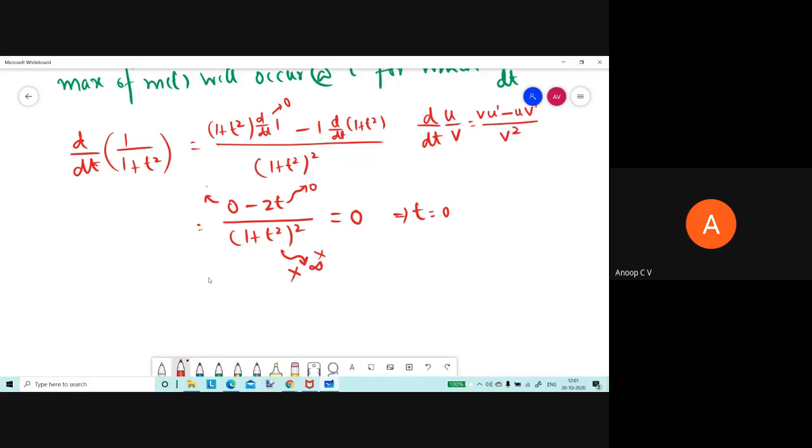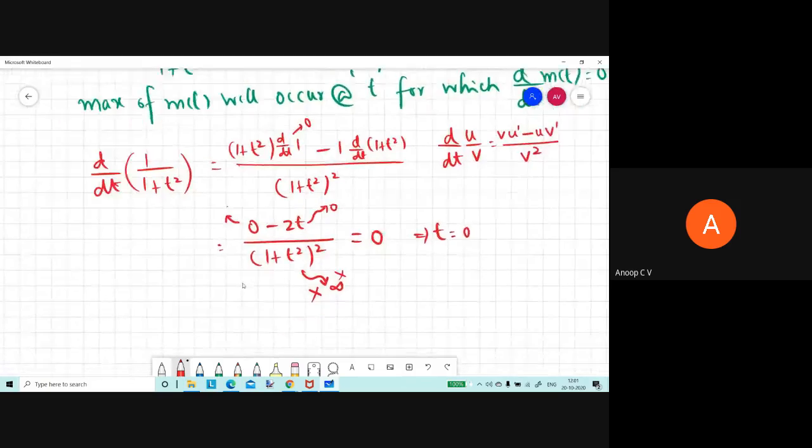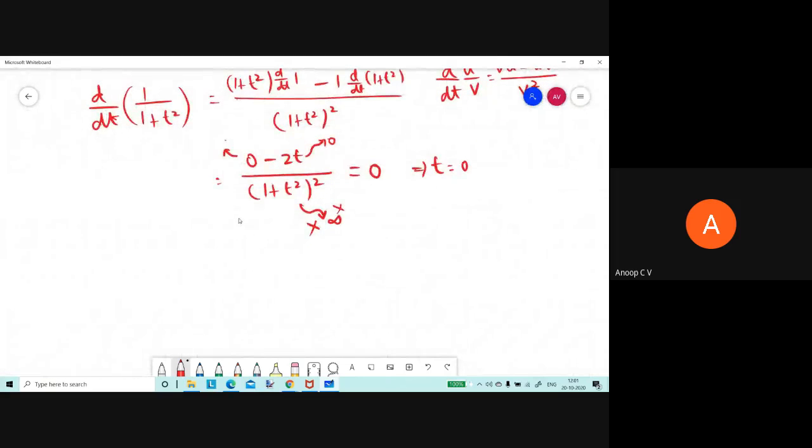Now if you substitute t equal to 0 in this expression, 1 by 1 plus t square, we have to evaluate it at t equal to 0. It will be 1 by 1 plus 0 square, which is equal to 1. So the maximum value of m of t is equal to 1.